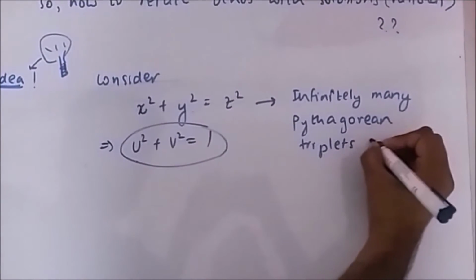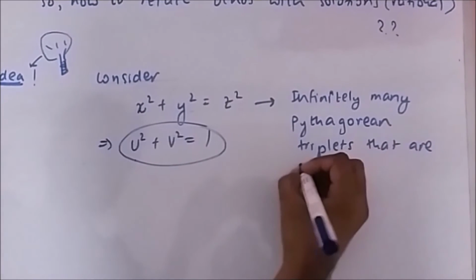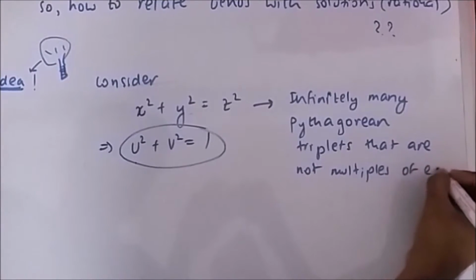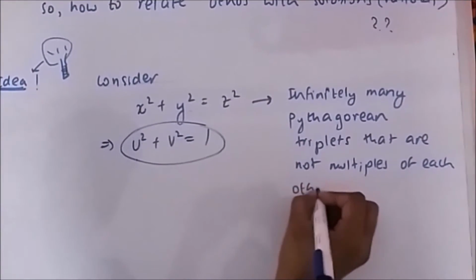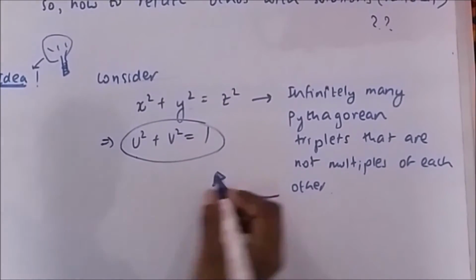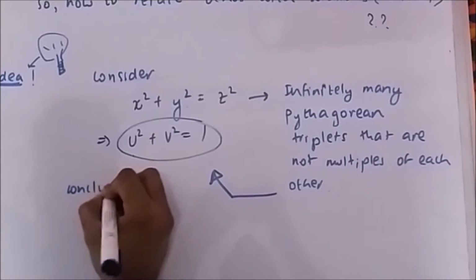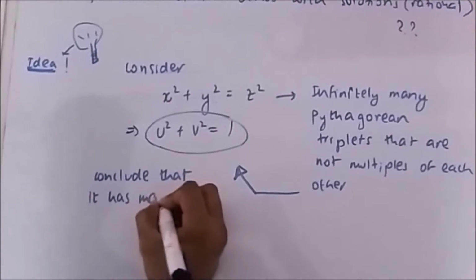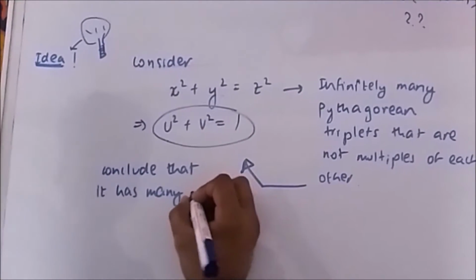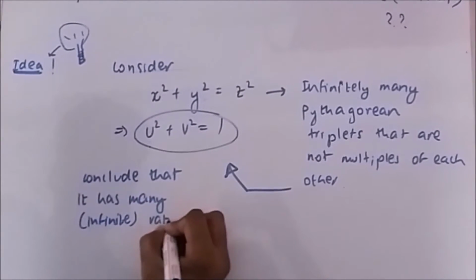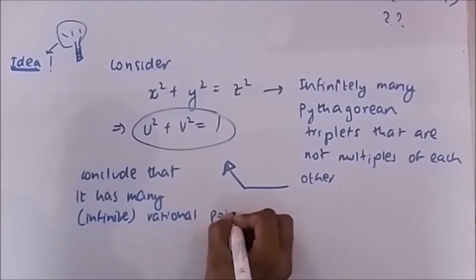Infinitely many Pythagorean triplets that are not multiples of each other. Let me just complete it first. So after this, as I conclude, this leads me to believe that there are infinitely many solutions to this curve, or infinitely many solutions to u and v. Yeah, let me just write it down. It has infinitely many rational points, u and v. Okay.